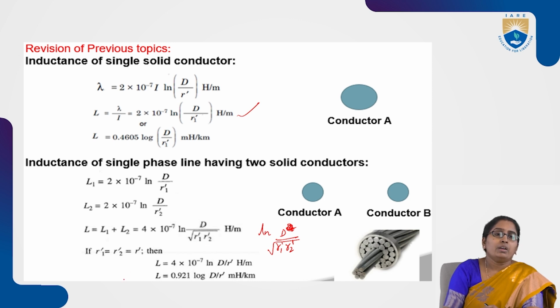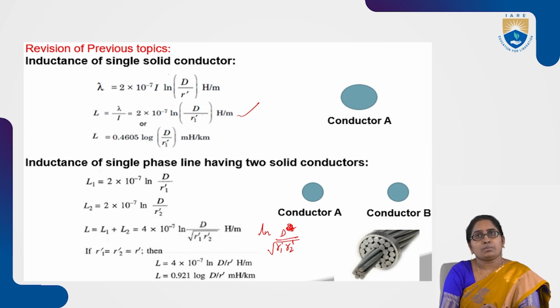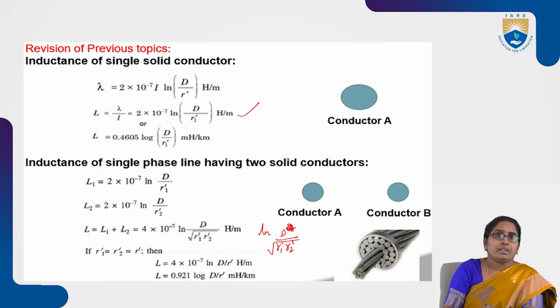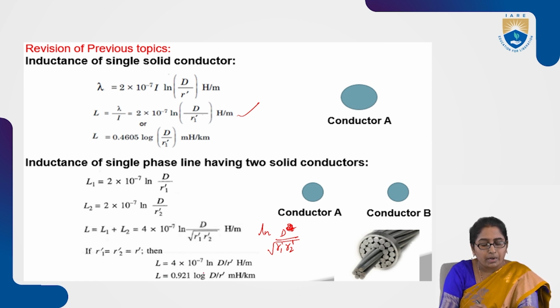Now both conductors in a single phase transmission line usually have the same radius. So let us say R1 dash and R2 dash are both equal to R dash. Then the final expression for L is 4 into 10 power minus 7 log base e capital D by, the denominator becomes R dash square, so the root and square get cancelled.